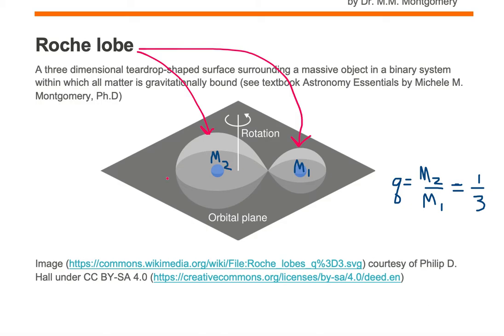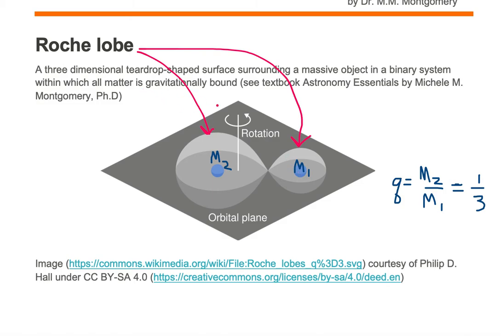In this case, the binary system has M2 less than M1. Its mass is 1/3 that of M1. The system rotates around a common center of mass, the axis of which is noted by this white line. The orbital plane is this gray flat paneled region.